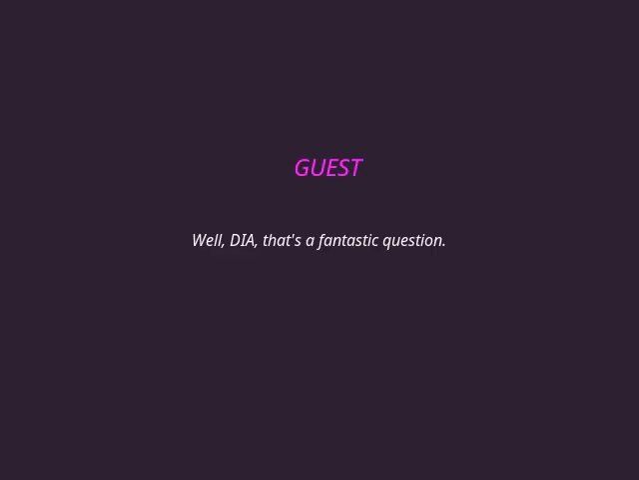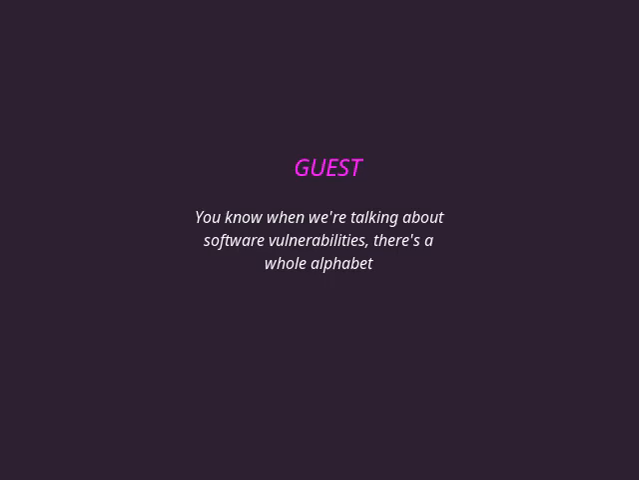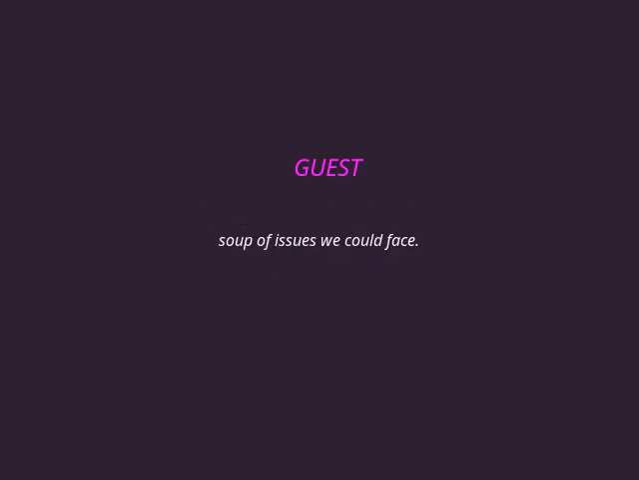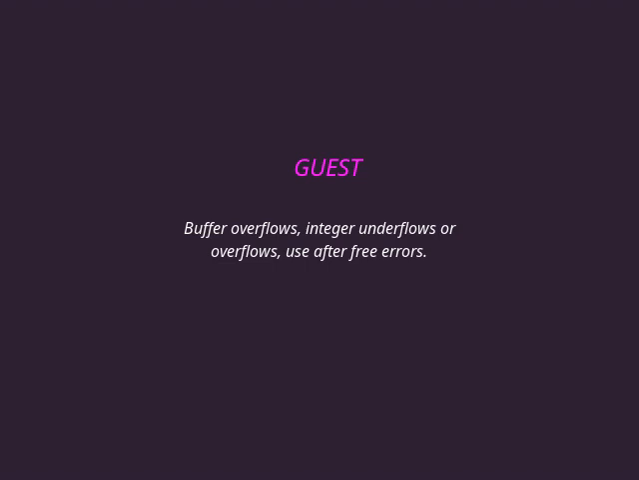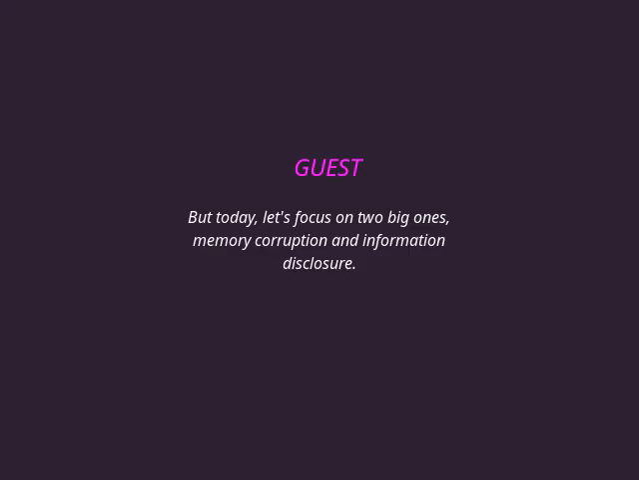Well, Dia, that's a fantastic question. You know, when we're talking about software vulnerabilities, there's a whole alphabet soup of issues we could face. Buffer overflows, integer underflows or overflows, use after free errors. But today, let's focus on two big ones: memory corruption and information disclosure.